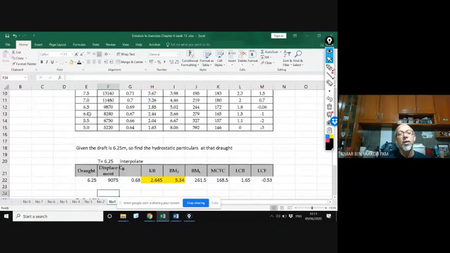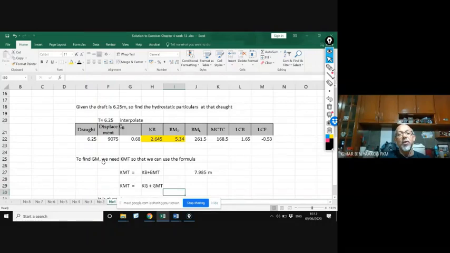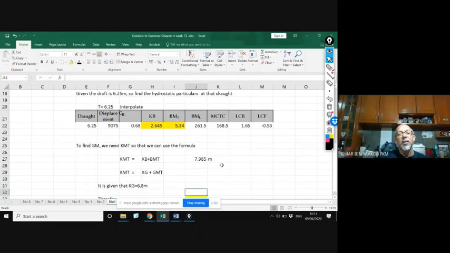It is, of course, in between 6 and 6.5. So this one is 6.5, 6.25. Then you can interpolate. This is basically halfway. So this plus that divide by 2. So you get that. But the data that you're interested in is only these two, KB and BMT. Because KB plus BMT becomes KMT. So to find GM, we need KMT so that we can use the formula KMT is equal to KB plus BMT. So you add these two, you get 7.985. And also KMT is equal to KG plus GMT.